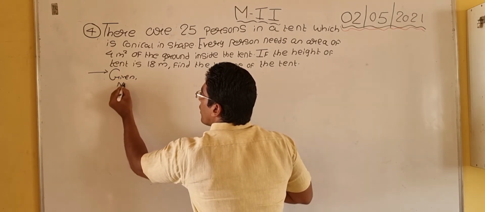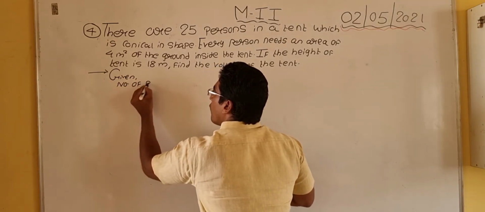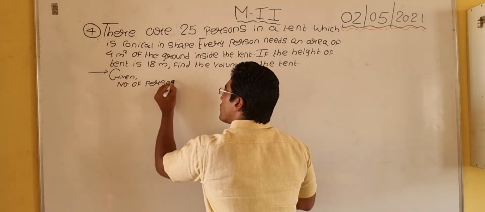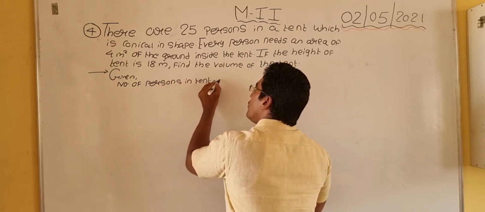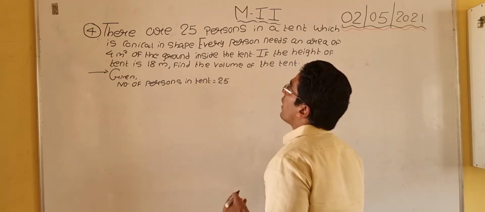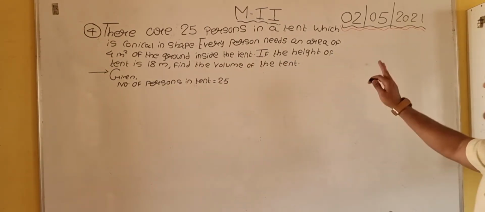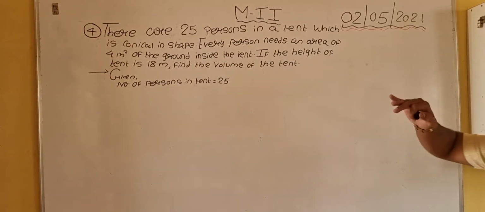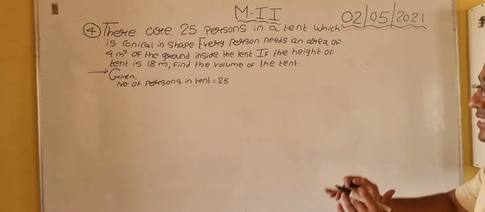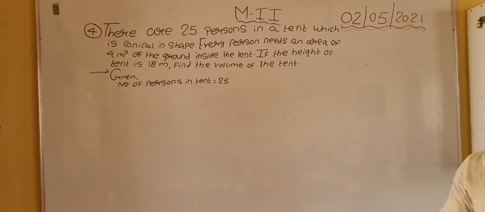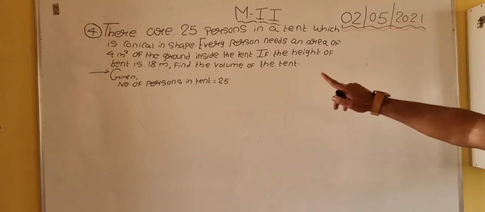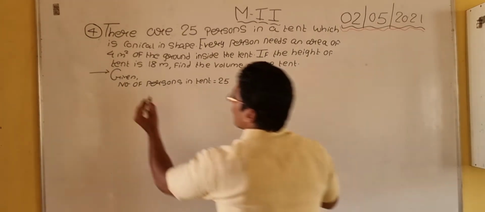Given: number of persons in tent is equal to 25. Every person needs an area of 4 meters square of the ground inside the tent. So 25 persons are there in the tent and each person is requiring an area of 4 meters square.